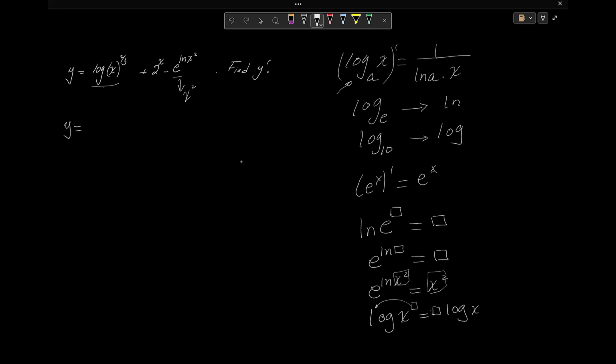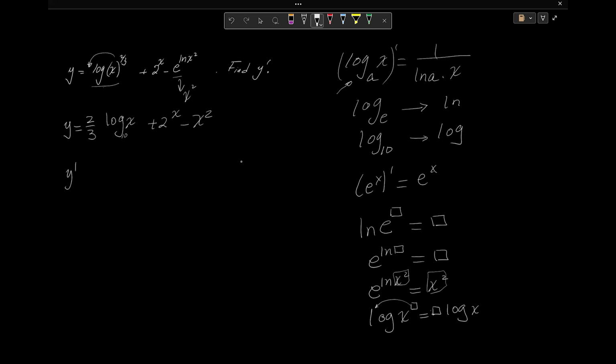Y equals, again, this comes down, 2/3 log x plus 2 to the x minus, again, we said e to the ln of x squared is just x squared. Now I have it in a form that, again, here there's a hidden 10. It's there. Now I can take derivatives.